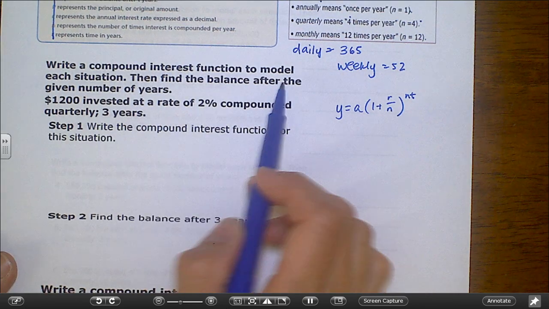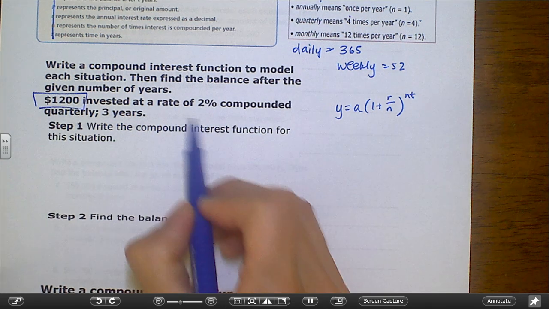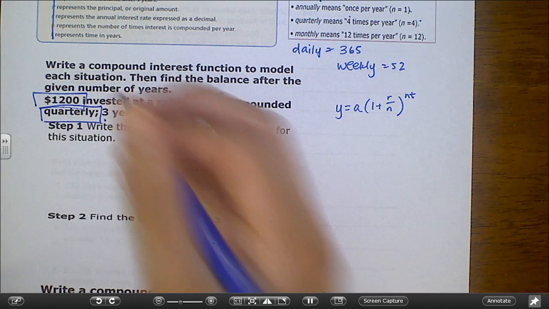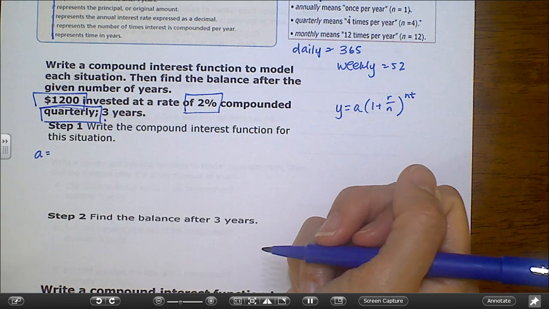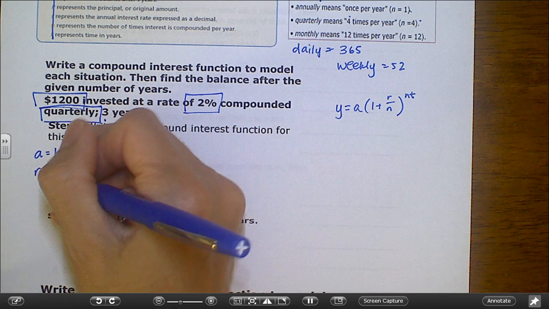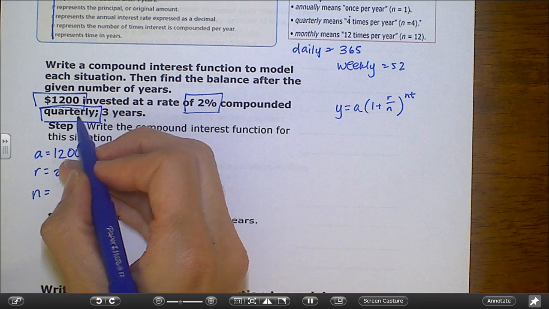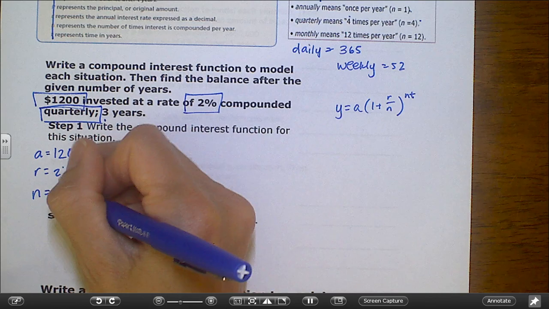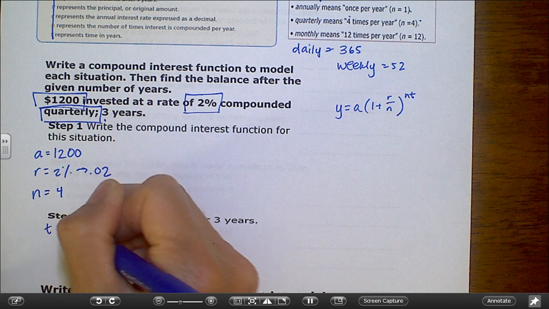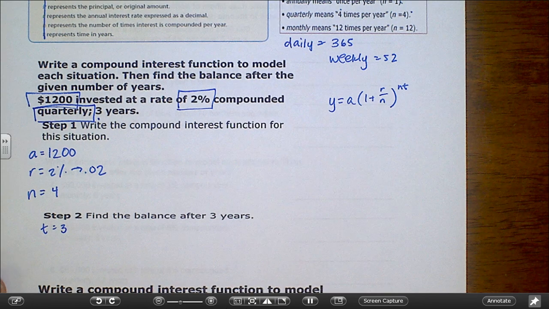So write a compound interest function to model a situation, then find the balance after the given number of years. So $1,200 invested at a rate of 2% compounded quarterly for 3 years. Okay. So A, remember, is my initial value. So 1,200. My rate is 2%, but remember that's 0.02. The number of times compounded, it's quarterly. So I go back up here, that means 4 times per year. So n equals 4. And then the t equals 3, but that doesn't really matter until the next part because the t doesn't go into the actual function. The t is your x value in this.